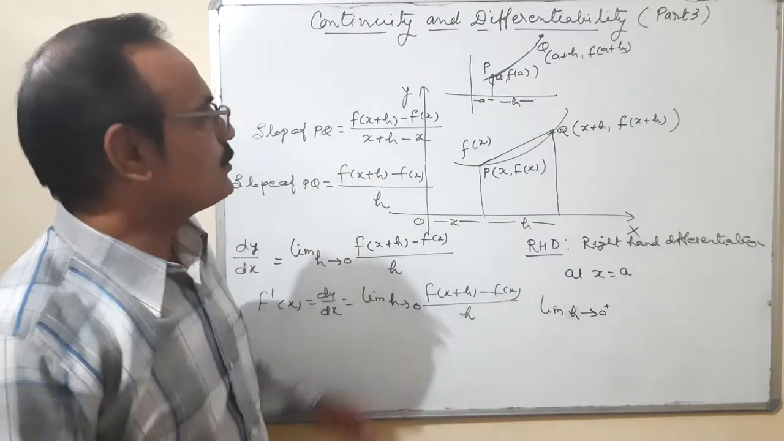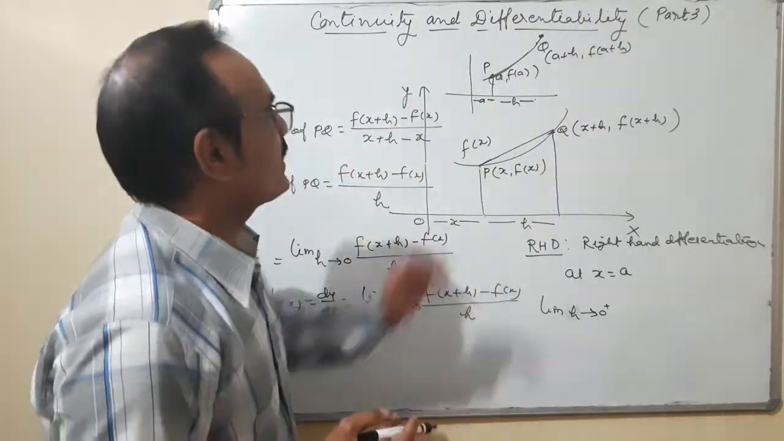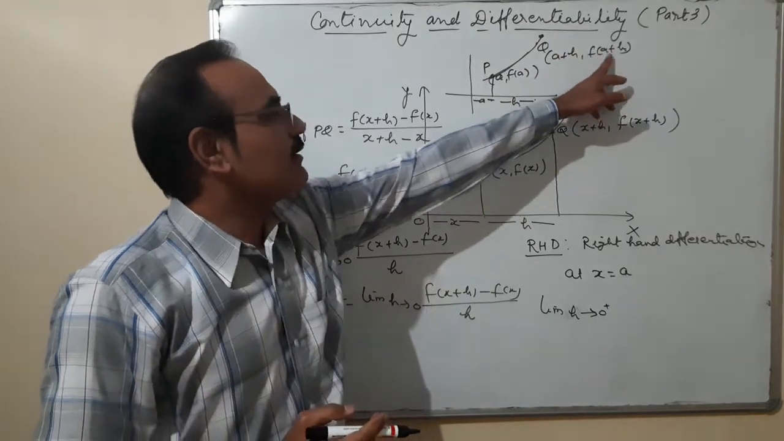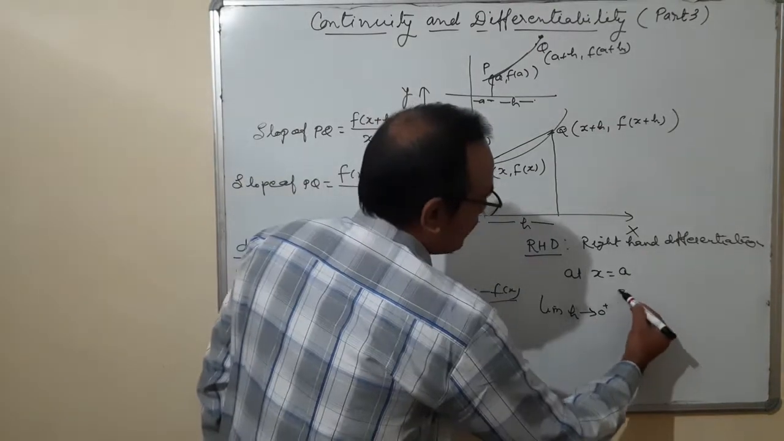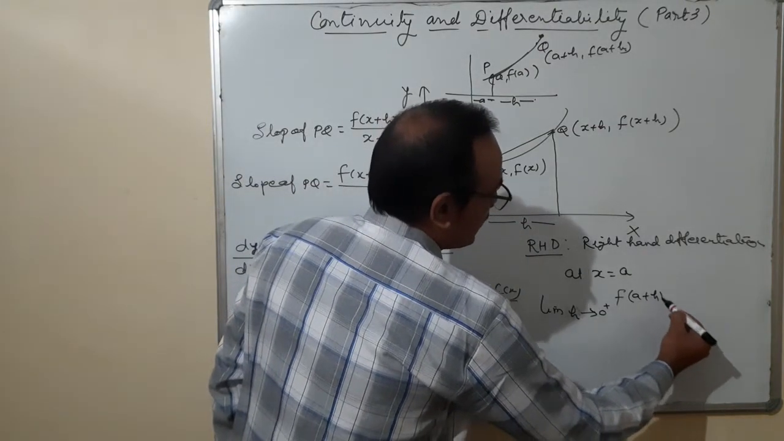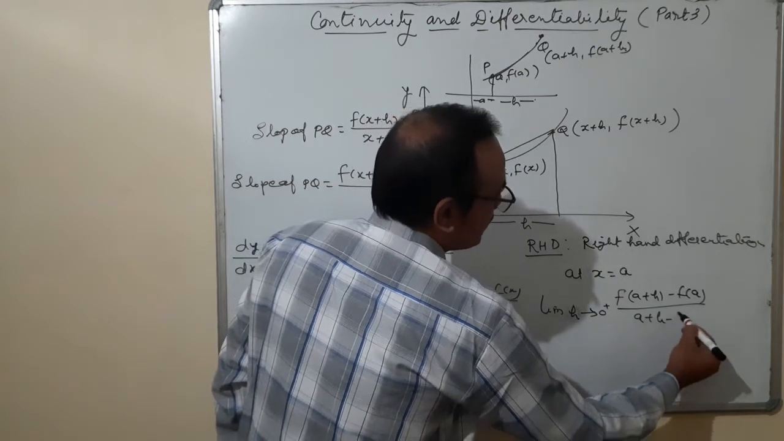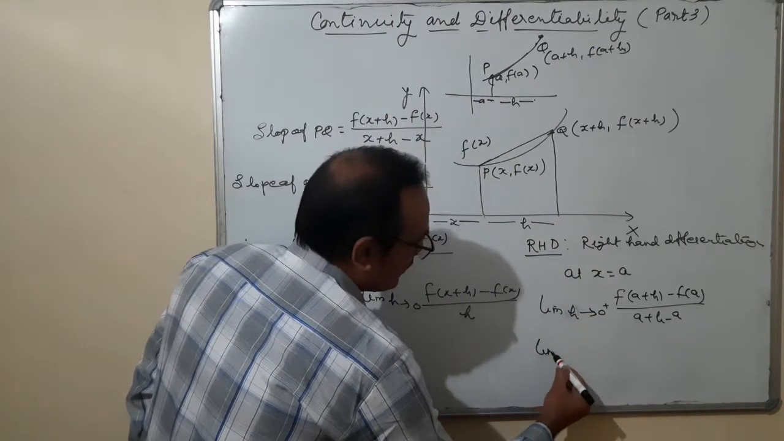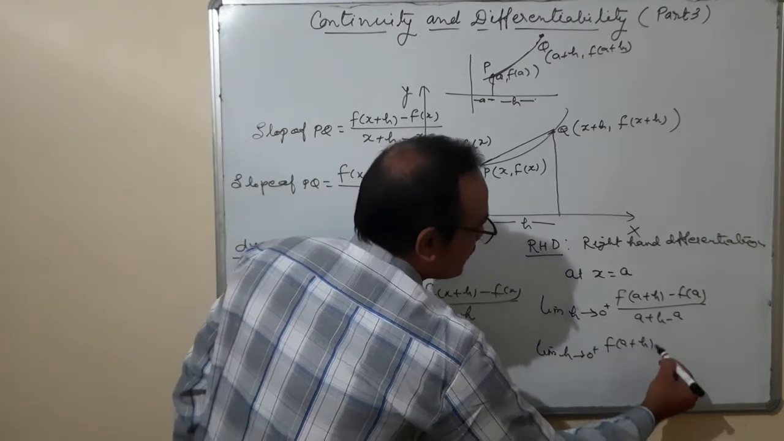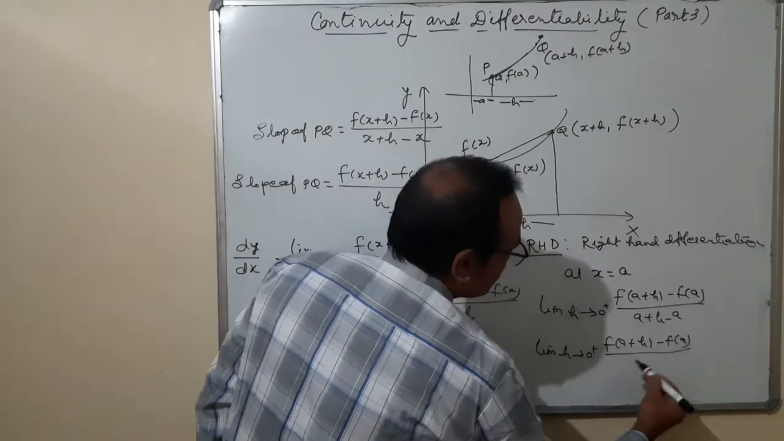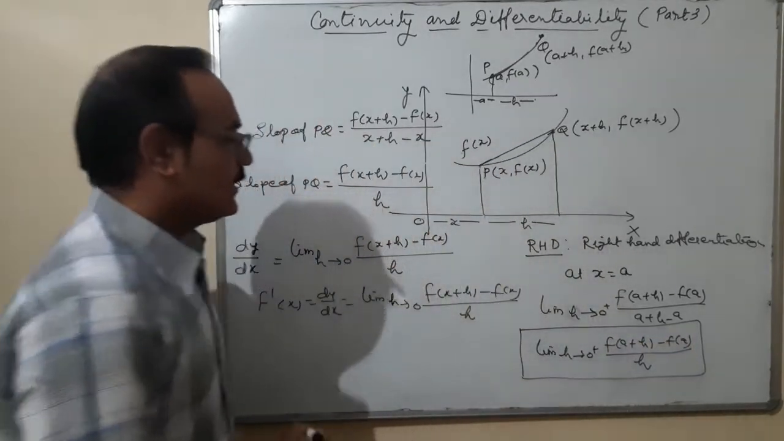Limit h tends to 0 plus, that means we are talking about right hand differentiation, going to the right side. Okay. So again using the same thing, y2 minus y1 upon x2 minus x1. So may I write here f of A plus h minus f of A upon A plus h minus A, cancel, limit h tends to 0 plus f of A plus h minus f of A upon h. What is it? This is called right hand differentiation.